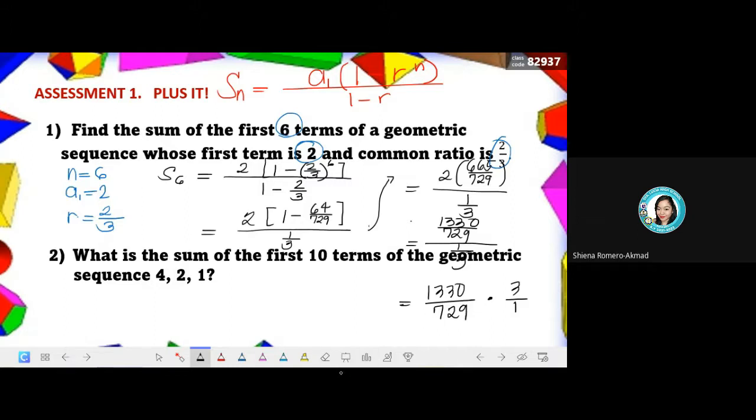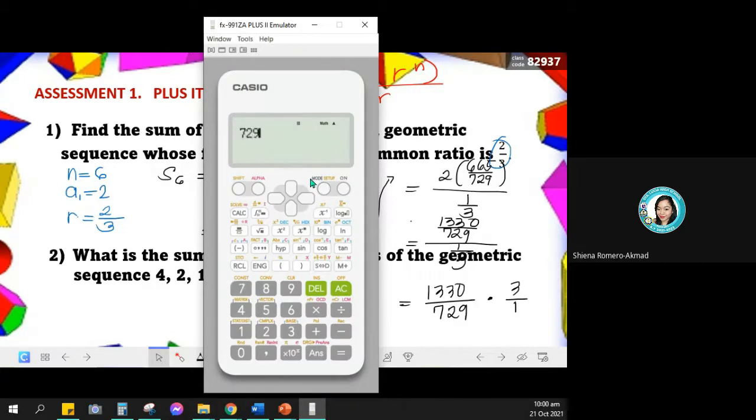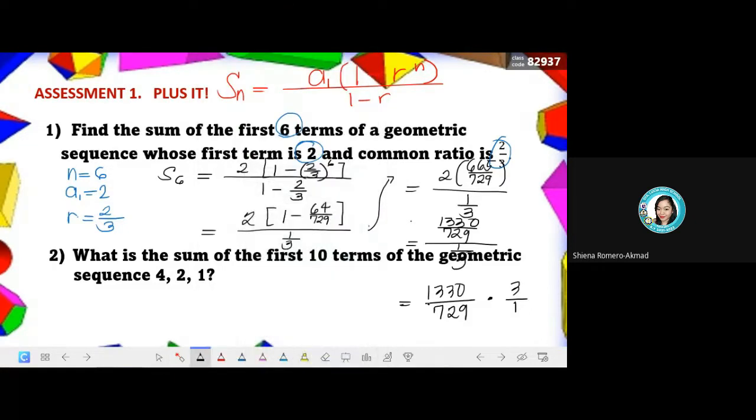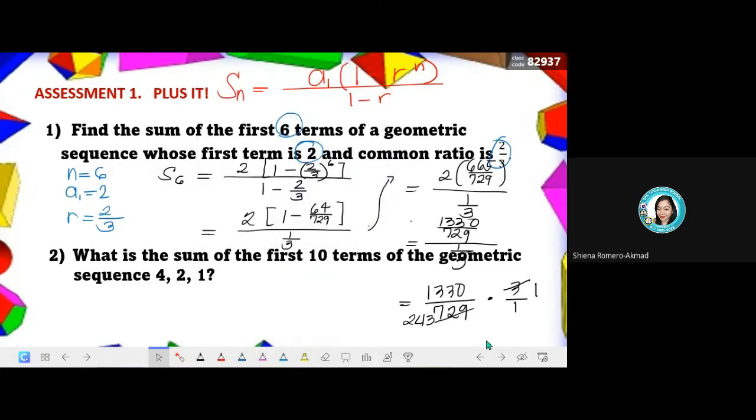See, 729 is divisible by 3. 729 divided by 3 is 243. This is 243, and this is 1. See, 1330, let's check: 1330 divided by 243. Is there a final answer? None. So, our final answer here, the sum of the 6 terms, is 1330 over 243.